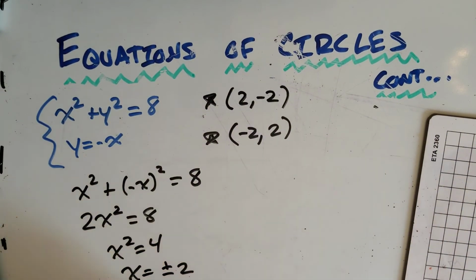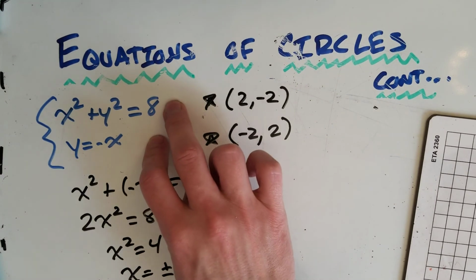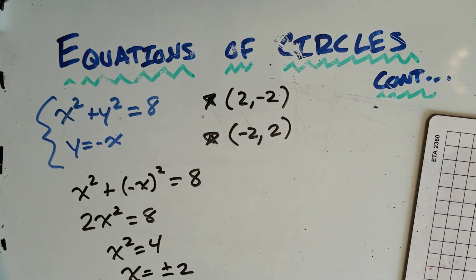And just like that, you found where the circle intersects with this line y equals negative x. You can treat it like you would in a system. You can look for different points of intersection and such.